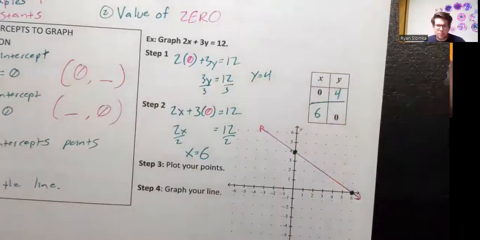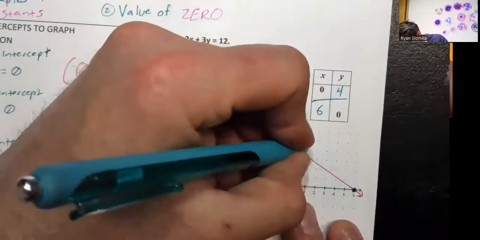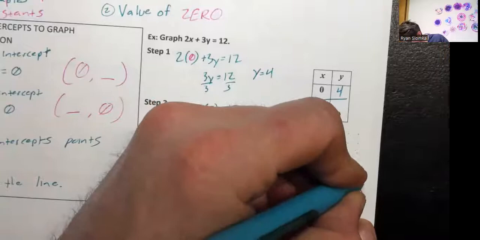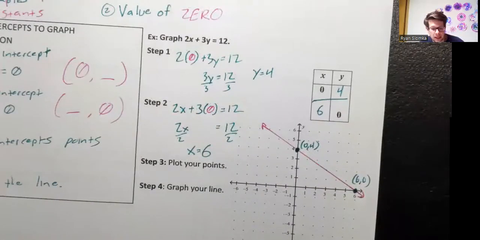So there you go. I've plotted my 2 points. One of those points was (0, 4), which you can see right here. And the other one is (6, 0), which you can see right here. And then I've drawn my line that's going to connect the two. And once again, it is a nice, straight, linear line. All right, it's your turn. There's 2 you-try-it problems, and I'd like you to try those out for me now.